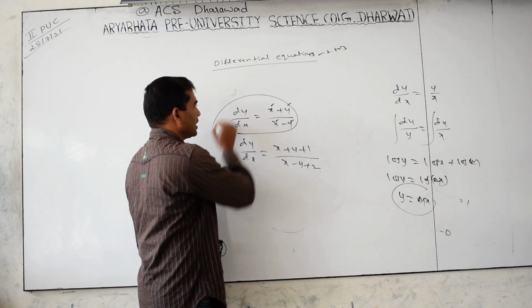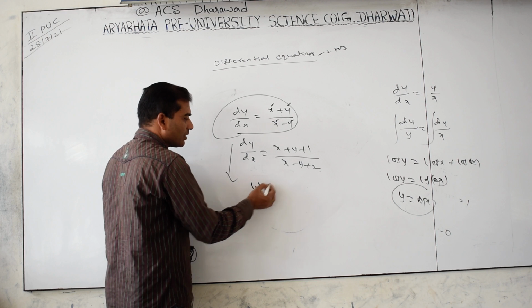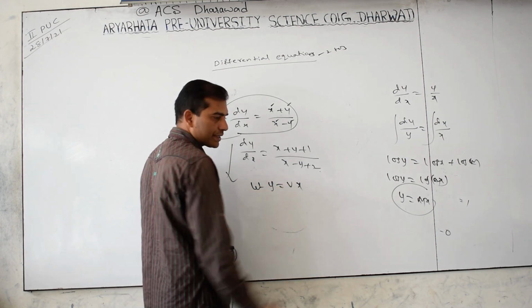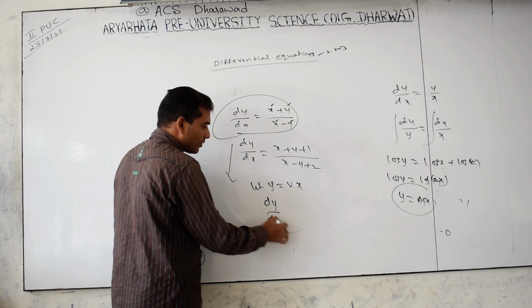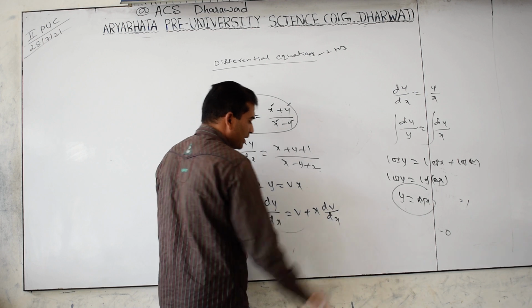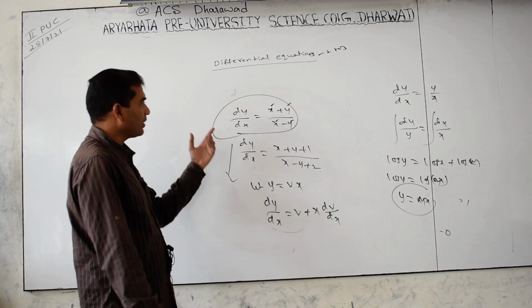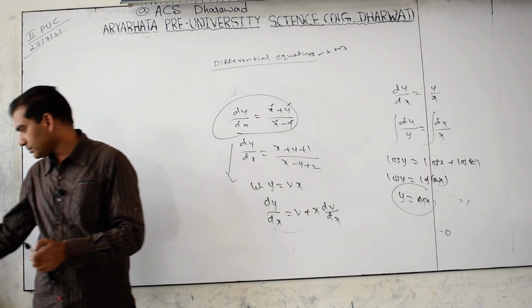This is homogeneous. If it is homogeneous, the way of solving is, let y equal to vx. Then dy by dx equals v, the x derivative is 1, plus x into dv by dx. You can substitute that in, and we will get the value. Again, after substituting, we will get variable and separable.